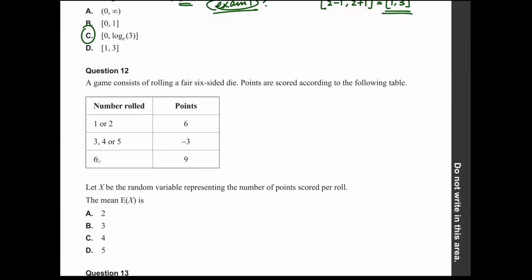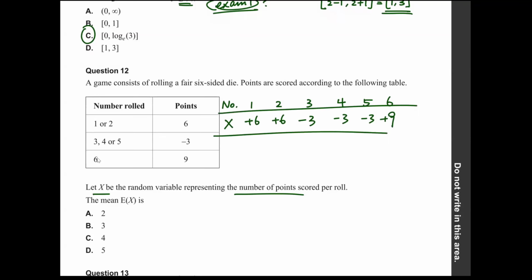A game consists of rolling a fair six-sided die. Points are scored according to the following table. So we have 1, 2, 3, 4, 5, 6. This is the number on the die, and x is the number of points. So for 1 or 2, we have plus 6, plus 6. For 3, 4, 5, we have minus 3, minus 3, minus 3. For 6, that's a plus 9.